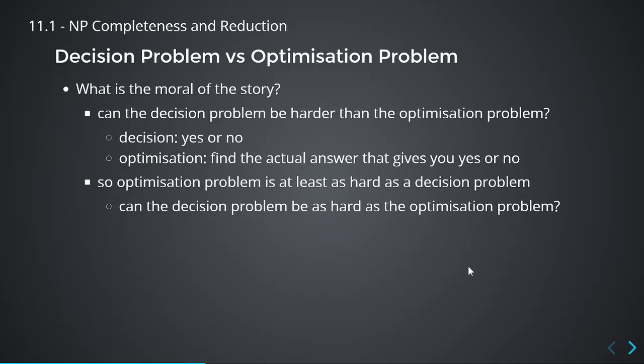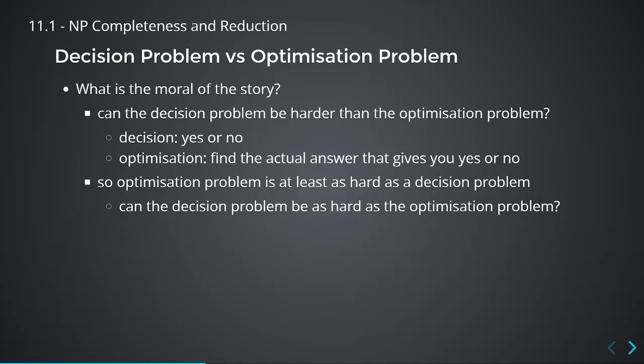So what is the moral of the story here? Well, it's this. Can the decision problem be harder than the optimization problem? Well, in decision problems, you only need to say yes or no. In optimization problems, you have to do something. You have to find the answer. You have to find the thing that will give you yes or no. So the optimization problem is at least as hard as the decision problem, meaning you can't have the optimization problem easier than the decision problem. But can the decision problem be as hard as the optimization problem?